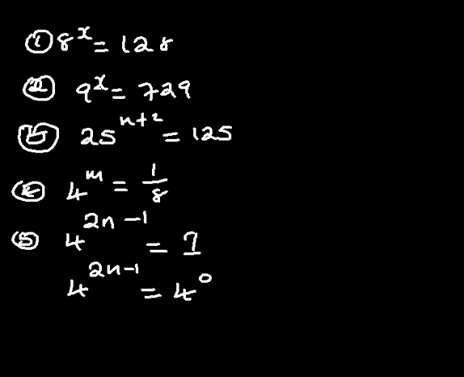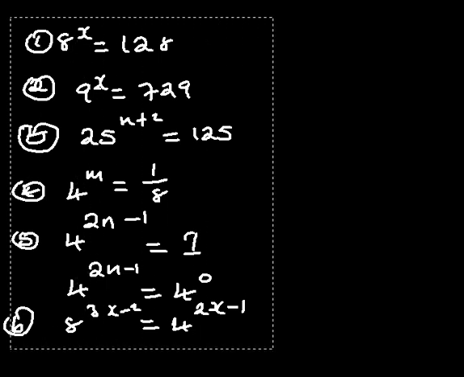So in this case, since the bases are the same, you just have to equate the powers. You proceed from there. And let's say we have to solve for 8 to the power 3x minus 2, which is equal to 4 to the power 2x minus 1. So you should try to solve for those.